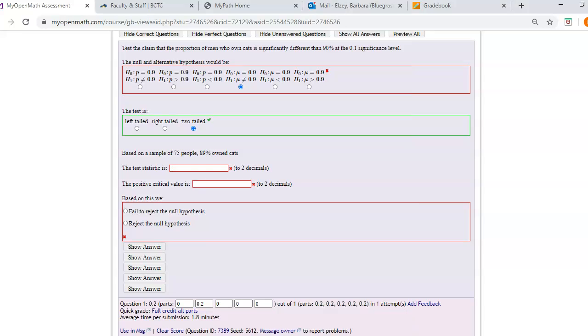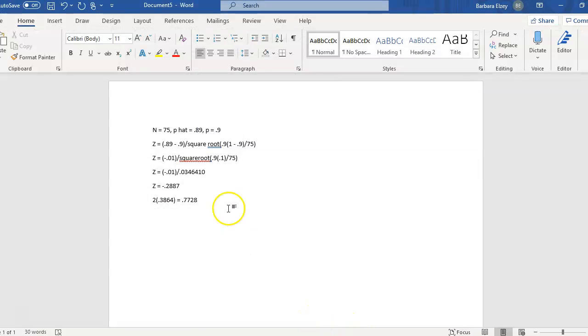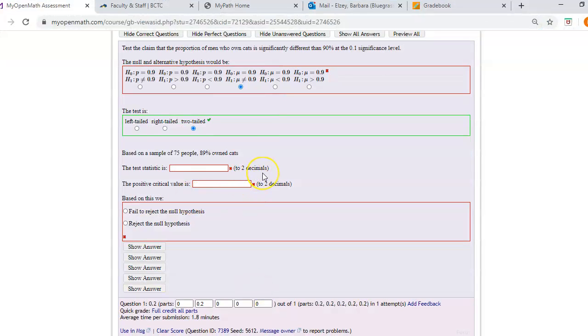We would go back here and our test statistic was negative 0.2887, and we'd report that instead to 2 decimal places, so negative 0.29. So I'll just put that there for us to refer back to. Can't hit return since this is actually yours. I don't think it will even allow me to enter, but so negative 0.29 is our test statistic. Positive critical value. All right, so let's look back.